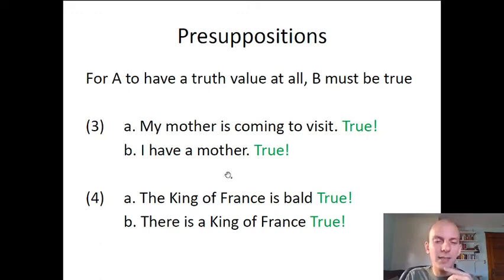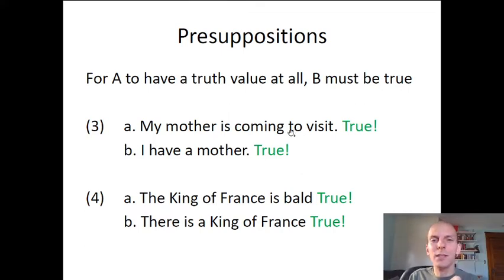Similarly, think about this: the King of France is bald. If that's a true statement, then there has to be a King of France, right? For A to be true, and to have a truth value, B must be true. It must be the case that we already know there's a King of France in order to assess the King of France's baldness. My mother has to be established as true in order for my mother to be coming or not coming to visit to make any sense at all.